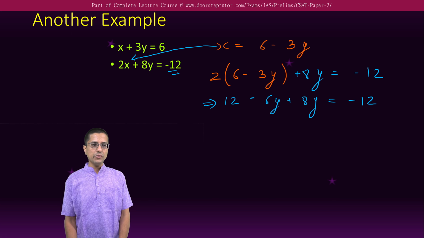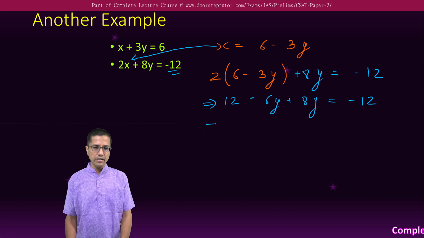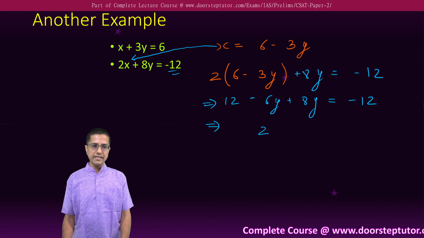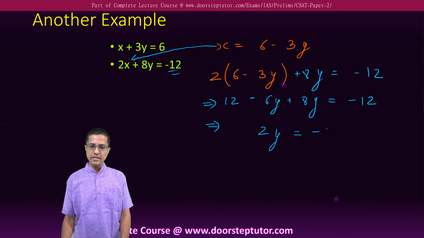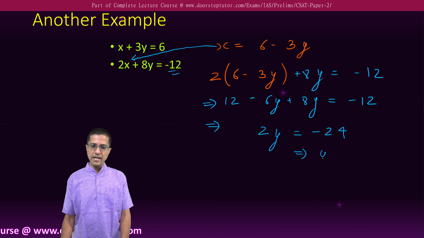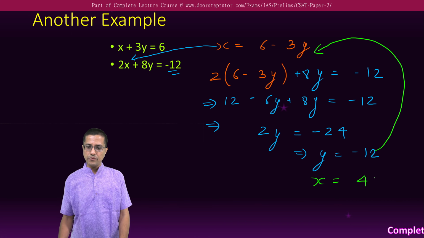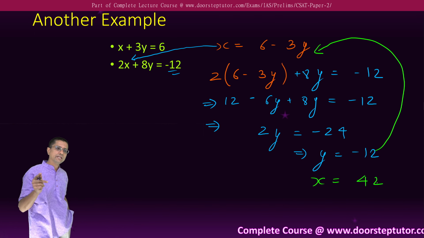Now this minus, notice that we have to keep as is, we cannot change the value of that minus. This means minus 6y plus 8y is 2y, and 12 moves across, so 2y is equal to minus 24, and this would mean that our y is equal to minus 12. Now I can substitute the value of y in this equation and I would get x is equal to 42. Now this is the equation we have solved using substitution.